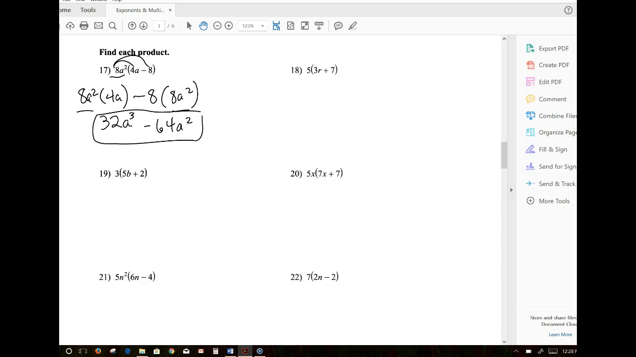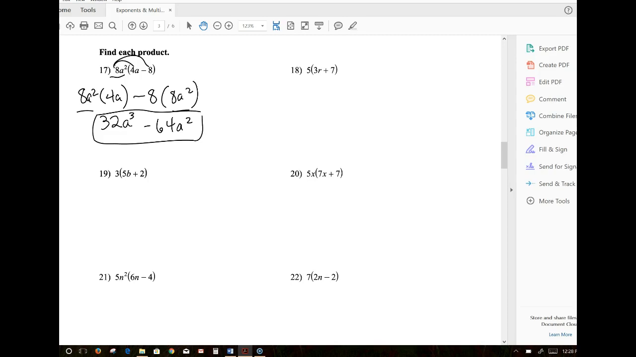Hey guys, this is part 2 of our exponents and multiplying polynomials lesson. Today we're going to look at multiplying our polynomials. Our first examples are going to be monomials multiplied by binomials.